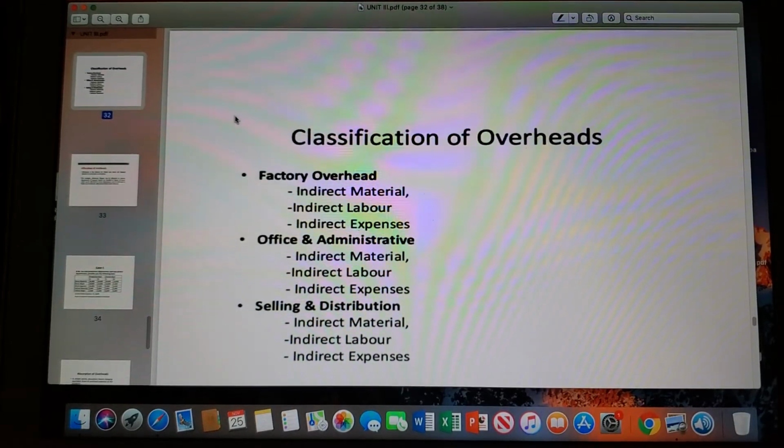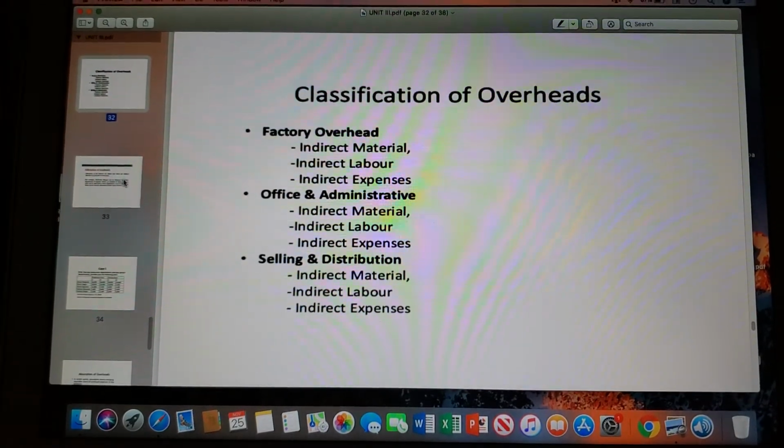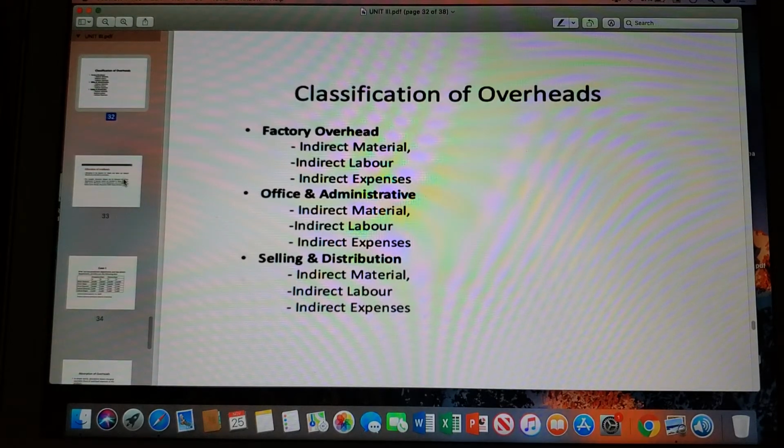Classification of overheads: factory overhead, office and administrative, selling and distribution. So these are the classification of overheads. Factory overhead will include indirect material, indirect labor, indirect expenses. Office and administration will include indirect material, indirect labor, indirect expenses. Selling and distribution will include indirect material, indirect labor, indirect expenses.